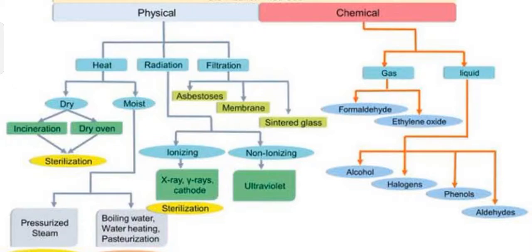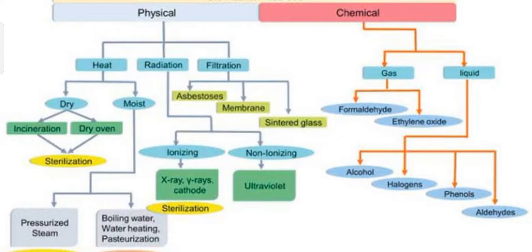We have different methods in laboratory for sterilization purposes, that is physical method, chemical method and biological method. Here you can see physical method and chemical method. Under physical method of sterilization, we have heat, radiation and filtration. Under heat we have dry heat and moist heat. Under dry heat we have different methods again: incineration, flaming, dry oven, etc. Under moist heat we have pressurized steam, that is autoclave, water heating, boiling water, pasteurization, etc.